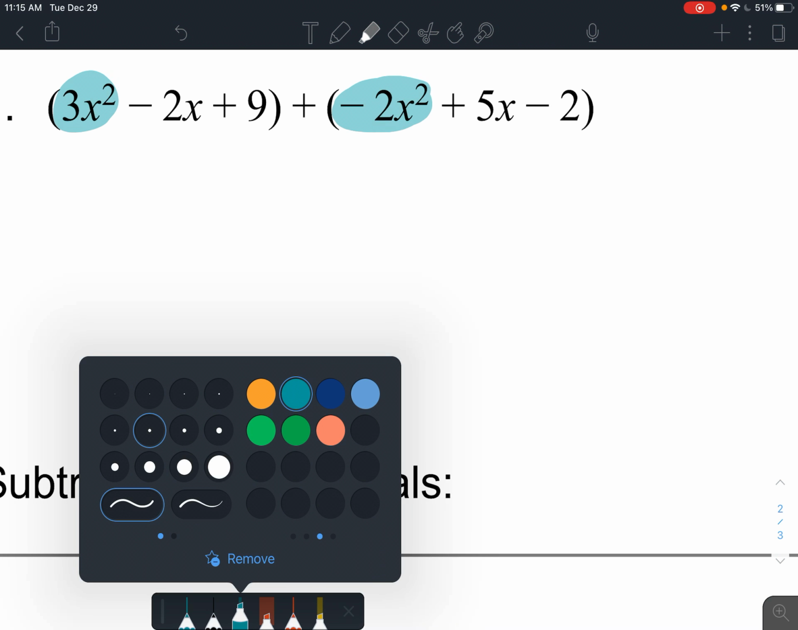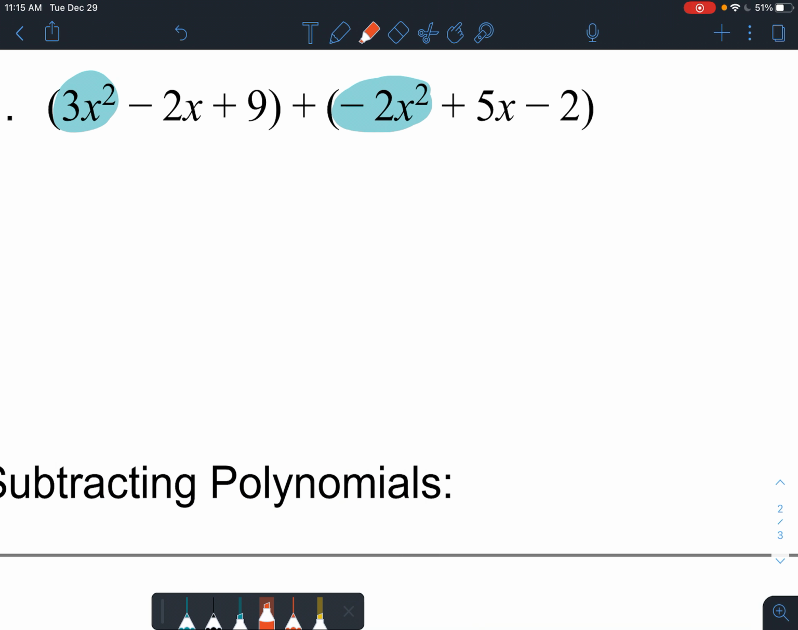This 2x and this 5x go together. And then finally this 9 and this negative 2. So we're going to go ahead and put those terms together.